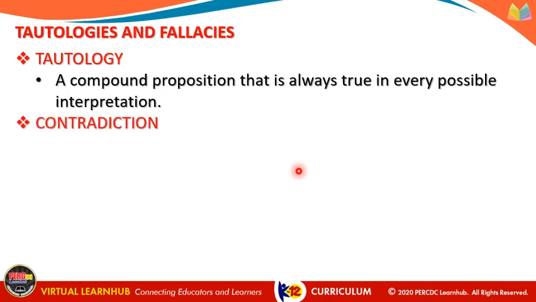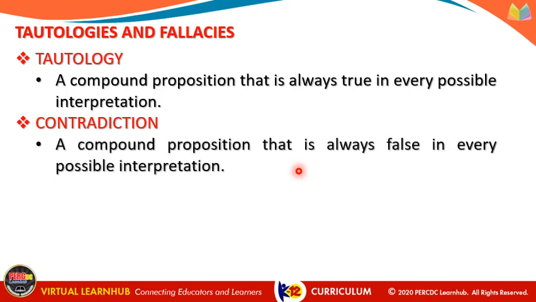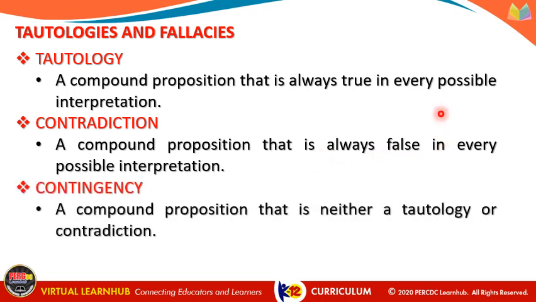Now, what about contradiction? Contradiction is the reverse of tautology. Contradiction is a compound proposition that is always false in every possible interpretation. So again, tautology is a compound proposition that will be always true. Whereas for contradiction, that is a proposition that will always be false. Lastly, we have contingency. Contingency is any compound proposition that is neither a tautology or a contradiction.